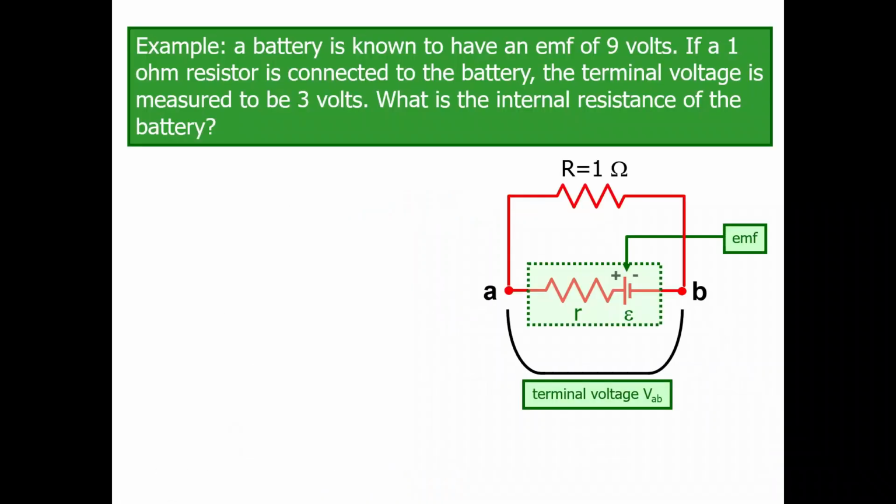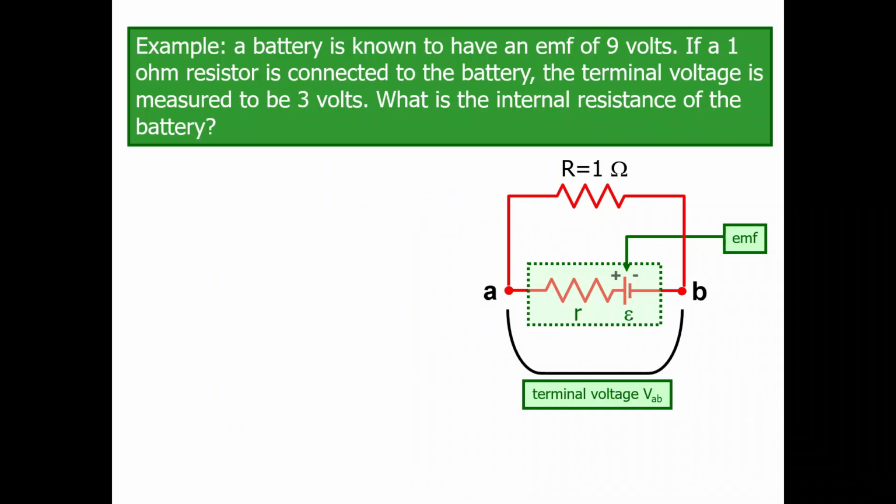So here's an example. We have a battery that is known to have an EMF of 9 volts. It says 9 volts on it. We put a 1 ohm resistor in to make a circuit with that battery, and we want to figure out the internal resistance of the battery.